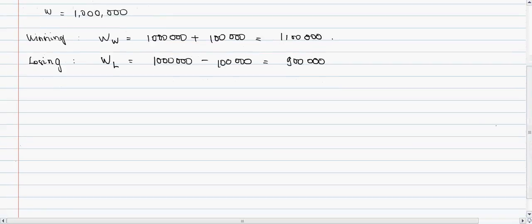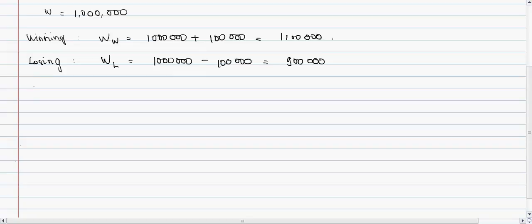Okay, so even money gambling means the person is losing or gaining exactly the same amount of money in the event of winning or losing. So if he wins, he wins $100,000. If he loses, he will lose exactly the same amount, $100,000. So that is the even money bet.